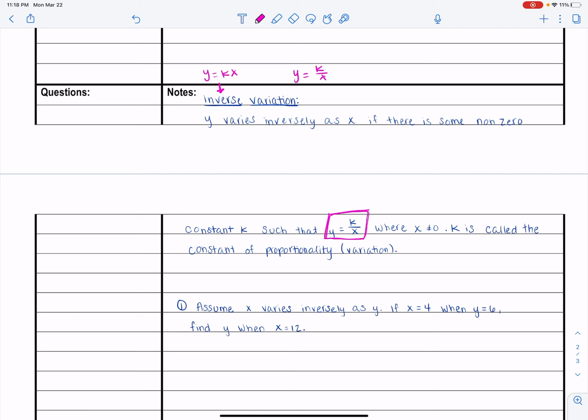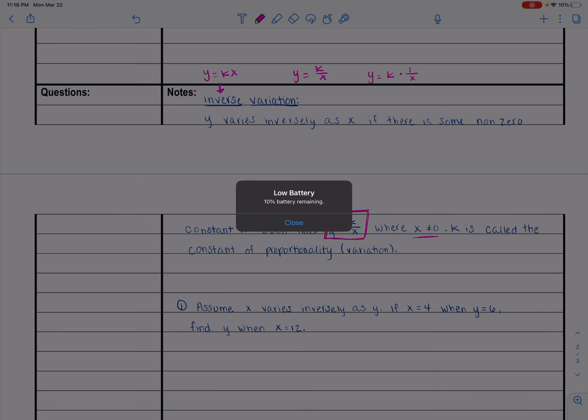You could also think of the inverse of multiplication as like a fraction. So if I have y equals k times the inverse of x, that's really what's happening. So here we have y varies inversely as x if there is some non-zero constant k, such that y equals k over x, where x is also not zero because it's the denominator. K is, again, called the constant of proportionality or the constant of variation. So you might see it called either one of those things.